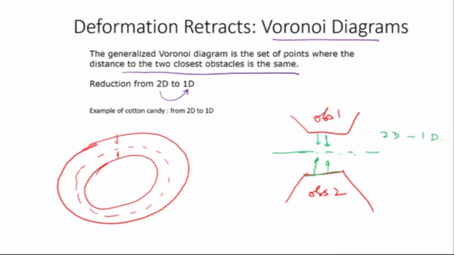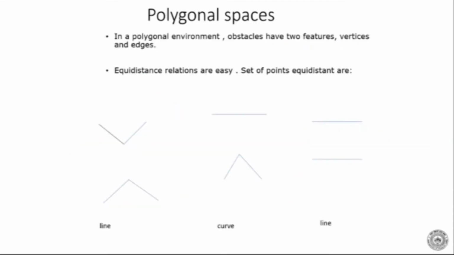Now this is basically how we produce a Voronoi diagram. That is, for different kinds of obstacles we have two features. We have edges and we have vertices, right? So any kind of obstacle would be made up of vertices and edges. And if you want to find a distance relationship which is equidistant, that's very easy. So basically what we are trying to do is get a set of points equidistant.